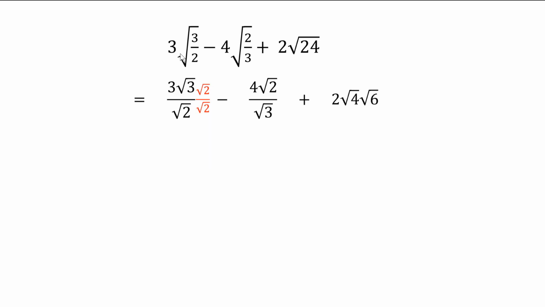And this is not optional. You have to do this. You cannot leave a radical in the denominator. Well, you're going to have to do it to the other fraction also. So you're going to have to multiply the top and the bottom by the square root of 3.